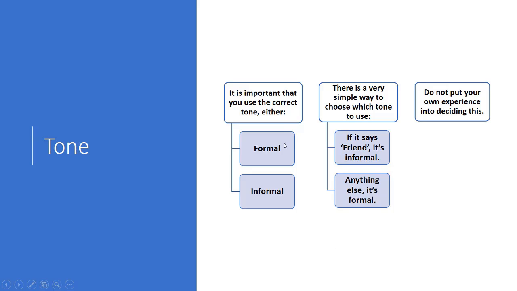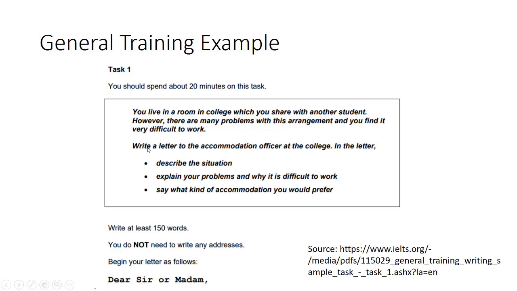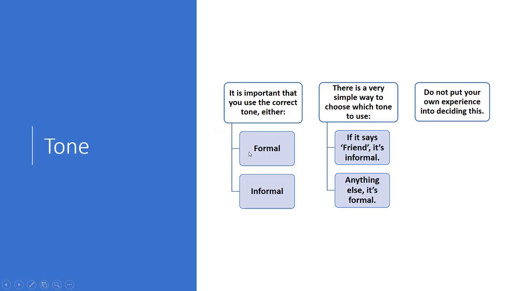So how do you decide if you're going to write a formal letter or an informal letter? There's a very, very simple way to do this. Where it says write a letter to, if it says write a letter to your friend, it's informal. For anybody else, your boss, your manager, whoever you're writing to, that's formal.